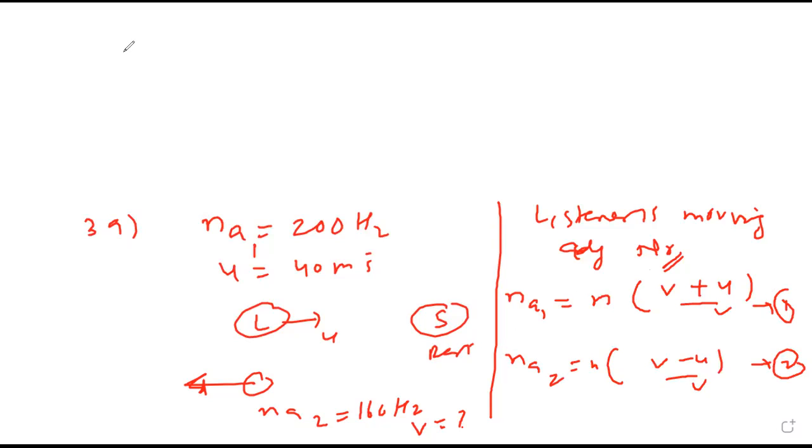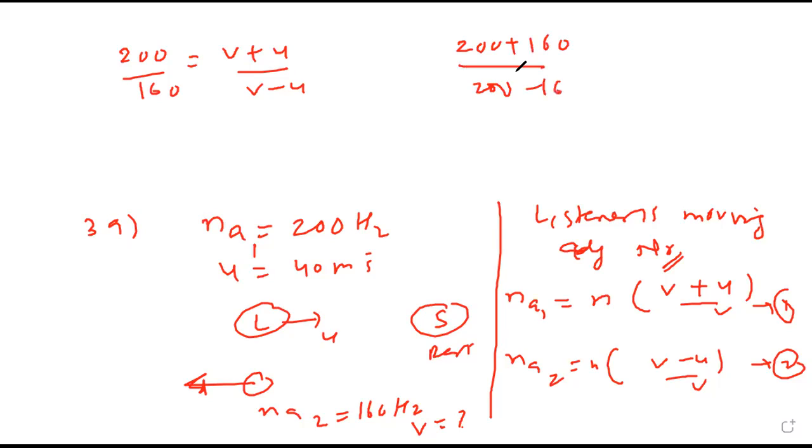Now if I divide first with second, then I will get 200 upon 160, and V will get cancelled, V plus u upon V minus u. Now I'm doing componendo and dividendo. 200 plus 160 upon 200 minus 160 will become 2v upon 2u.